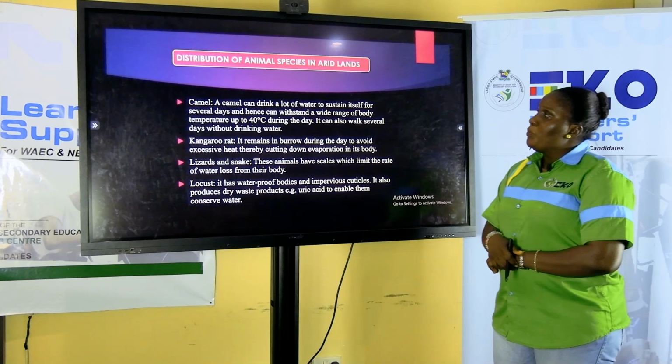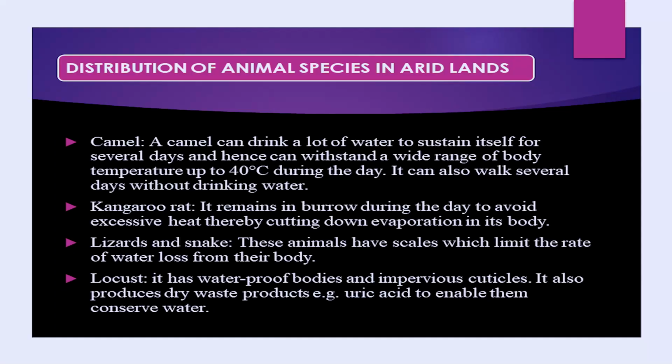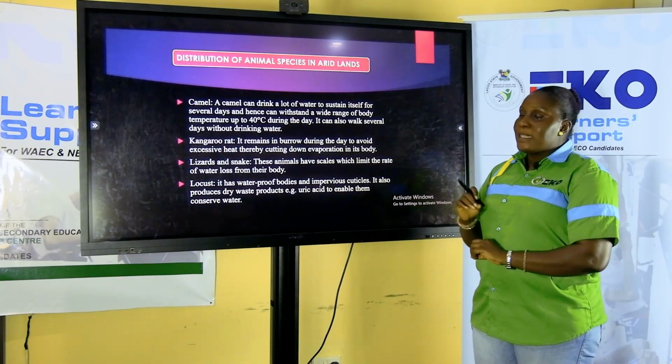Now we're looking at the distribution of animal species in the arid land. We have camel, we have kangaroo rat, we have lizard and snake, and we also have locust. So let's take one organism at a time.